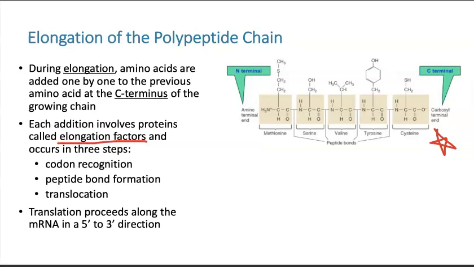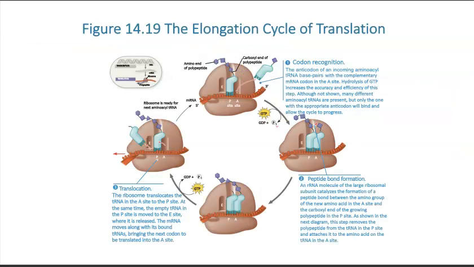And this does occur in 3 steps: codon recognition, peptide bond formation, and translocation. And I'm going to show those to you on the next couple slides. So again, codon recognition, peptide bond formation, and translocation. Translation does proceed in the 5' to 3' direction. So here we go.